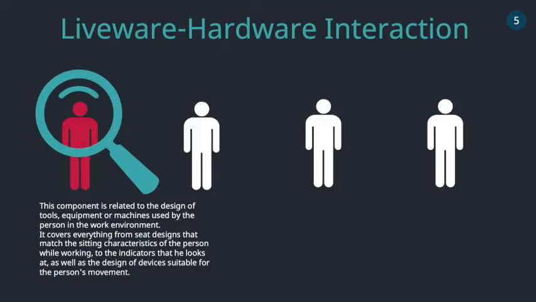Liveware-hardware interaction. This component is related to the design of tools, equipment or machines used by the person in the work environment. It covers everything from seat designs that match the sitting characteristics of the person while working, to the indicators that he looks at, as well as the design of devices suitable for the person's movement.